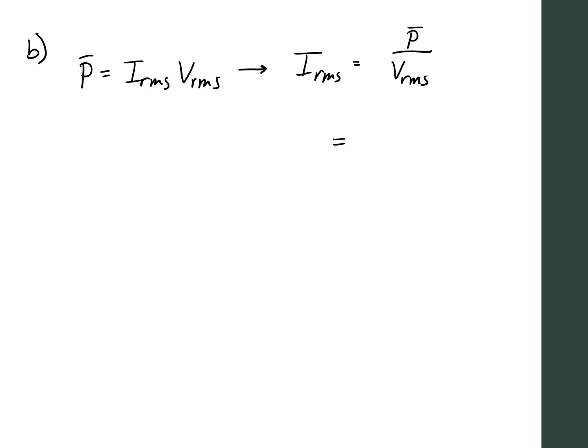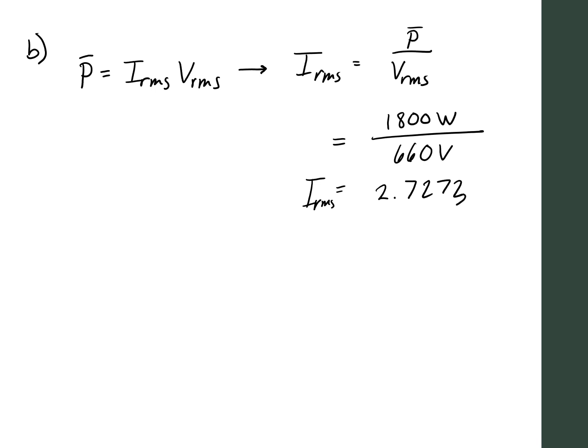Now I can just plug in my numbers that were explicitly given to me in the question. So I have 1800 watts divided by 660 volts, and my root mean squared current is going to be 2.7272 repeating, so let's make that 2.73 amps. I'm not done because I wanted to find the peak current, that was my I naught value.